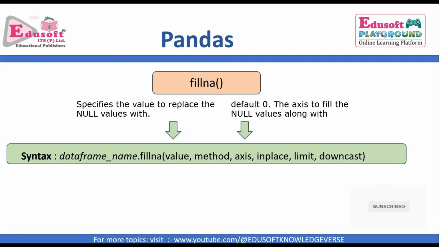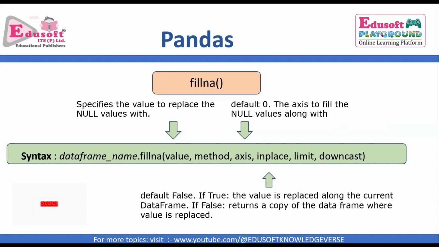The third important parameter in the fillna function is inplace. By default, it is always false. If you give inplace equal to true, the values are replaced along the current data frame. If you give inplace equal to false, it will return a copy of the data frame where the values are replaced.